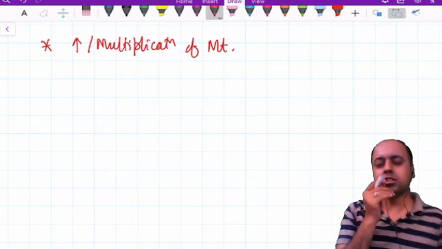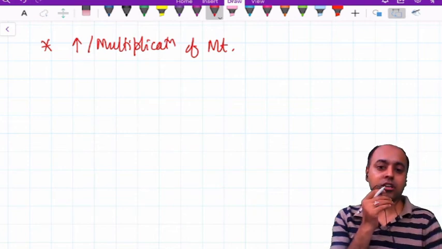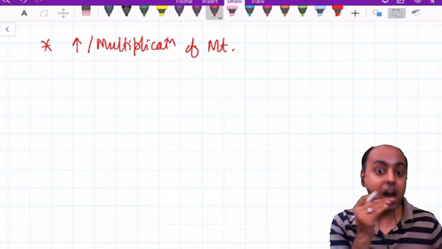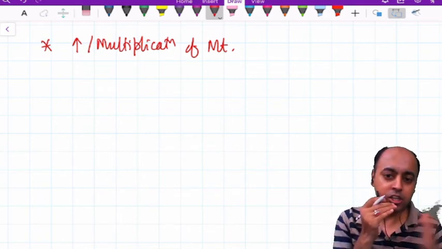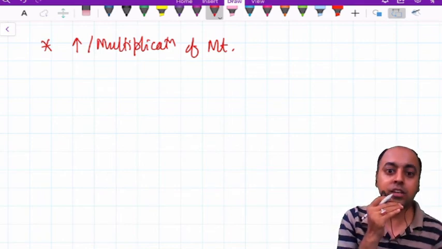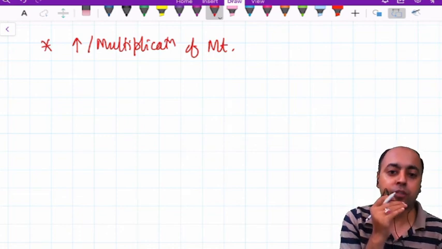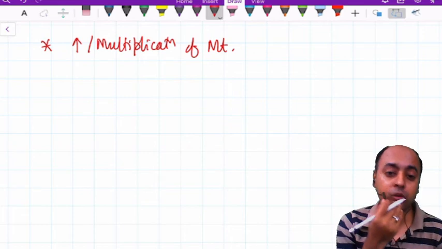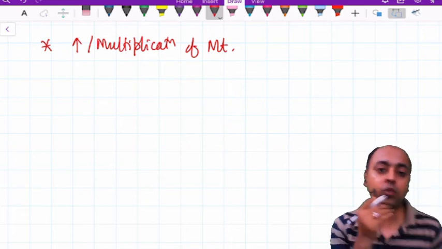There are various conditions where we will need more of the mitochondria. For example, if the sperm cell is getting matured, it is having an army of mitochondria to provide the energy for the wavy motion of the tail, which pushes the sperm cell forward. So there are various conditions where we require a large number of mitochondria. So how will the new mitochondria be formed?